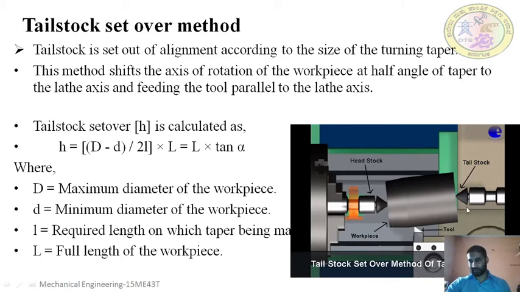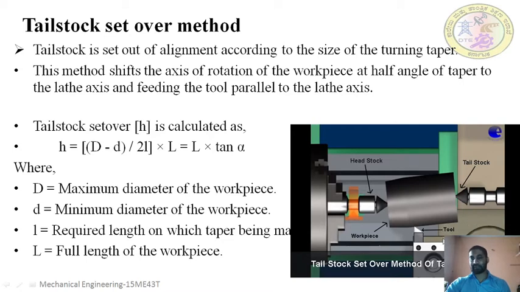So the tailstock is set to a distance H from the axis of rotation. After that, the rotation will be given. The workpiece will rotate. The tool is now set straight, parallel to the axis of rotation of the lathe. The lathe axis is this one, the straight one. This is a new axis which is created by offsetting the tailstock, which is angular. Now the tool is fed parallel to the axis of rotation of the lathe. What will happen? It will remove the metal in an angular cut.